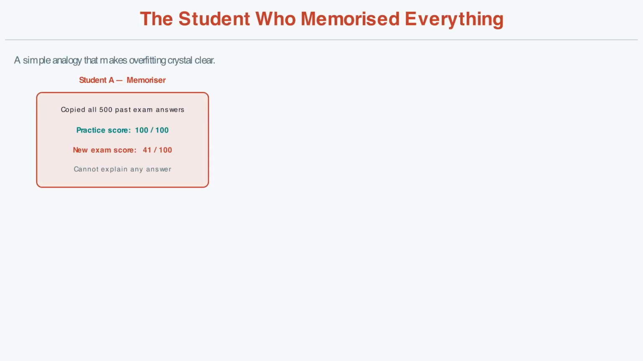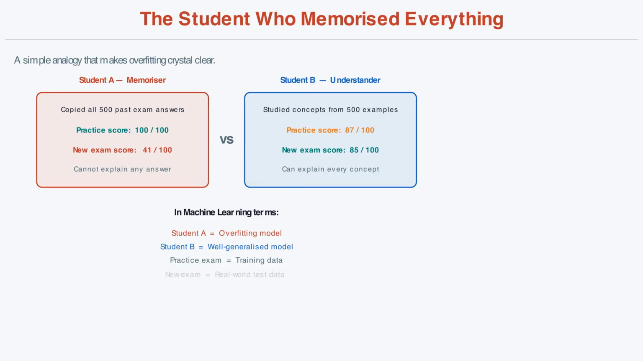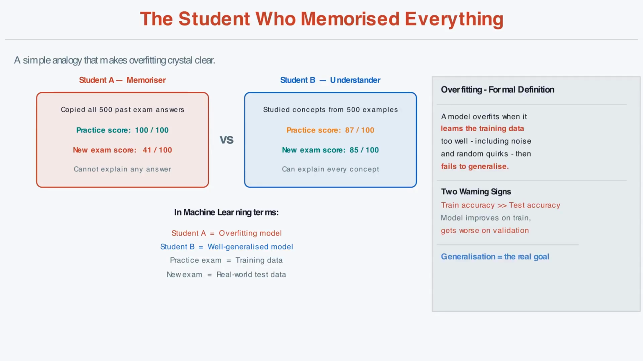Imagine 2 students preparing for an exam. Student A finds all 500 past exam papers and memorizes every single answer. Every question, every answer locked in memory. On the practice test, they score 100 out of 100. Perfect. Then the real exam arrives. New questions. Different phrasing. Fresh problems testing the same concepts. Student A scores 41 out of 100. They memorized answers. They never understood the subject.